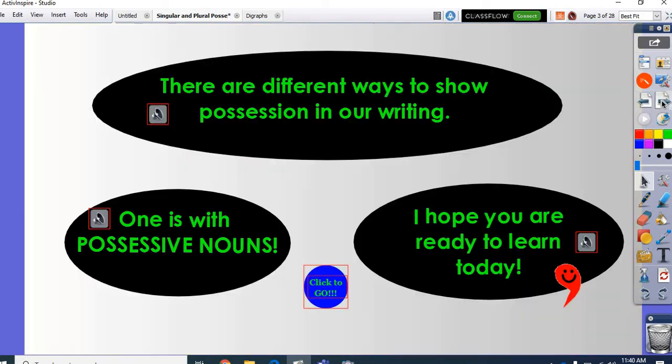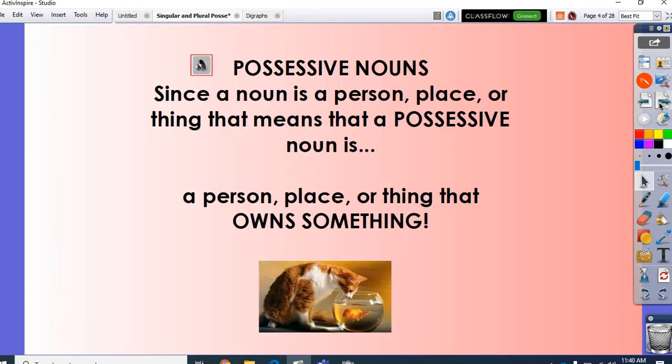It's yours. So there are different ways to show possession in our writing. And one is with possessive nouns. So I hope you're ready to learn today because we are going to learn how to use these possessive nouns and what they are.